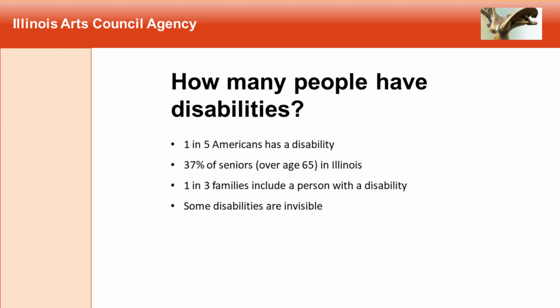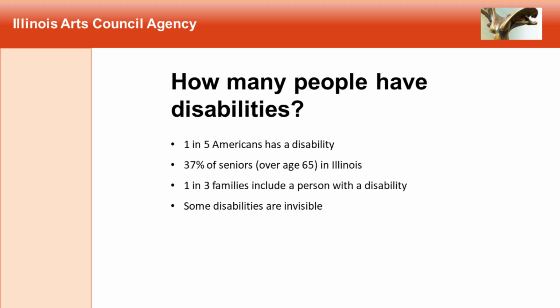How many people have disabilities? It's really hard to say precisely, but we know that likely 1 in 5 Americans has some type of disability. Disability is also really interesting because it's truly intersectional; it affects people regardless of age, race, social status, etc. We know that around 37% of seniors over age 65 in Illinois have some type of disability. 1 in 3 families include a person with a disability. For instance, my brother has Down syndrome. I don't have a disability, but my brother does. And so it's important for us as a family to choose activities where we feel like all of us are fully included and welcomed.